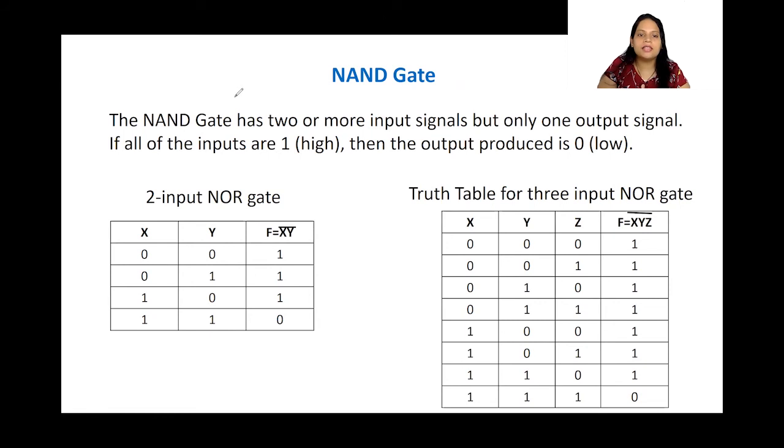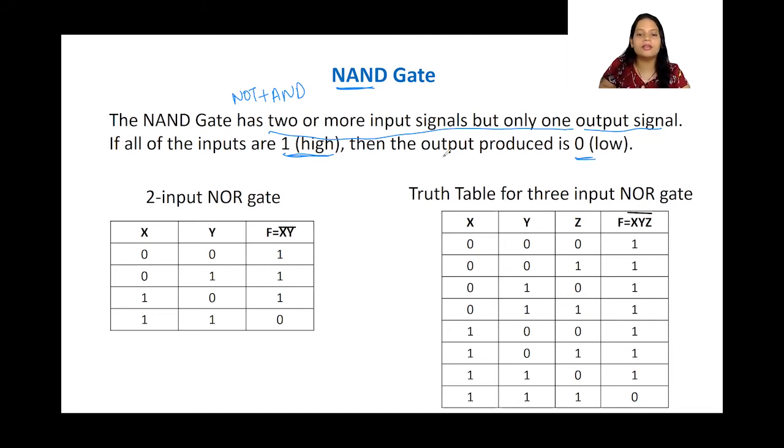As the name says, NAND is nothing but NOT plus AND. NOT gate and AND gate combined are called a NAND gate. Here the NAND gate has 2 or more input signals but only one output signal. If all the inputs are 1, then the output is 0. Otherwise, it is going to be 1. So this is the other way of the AND gate, isn't it?